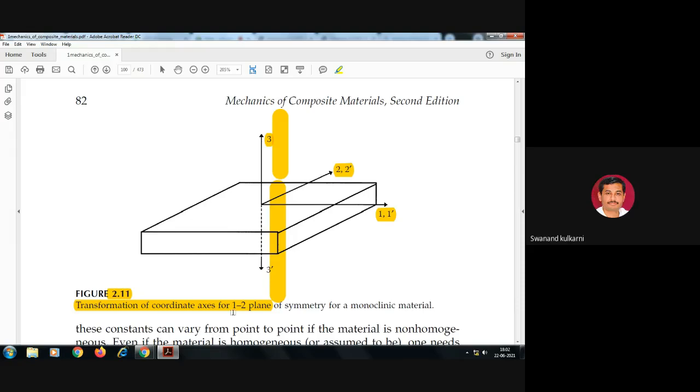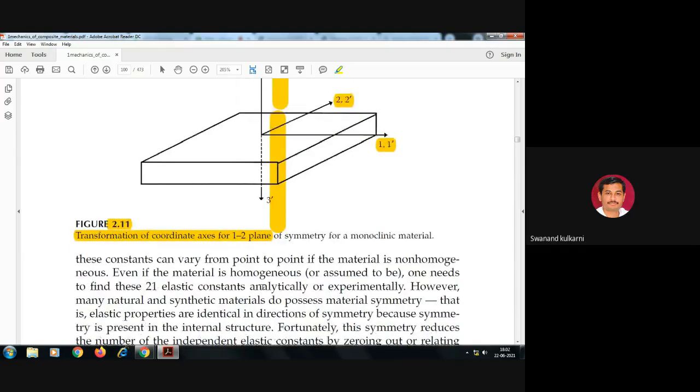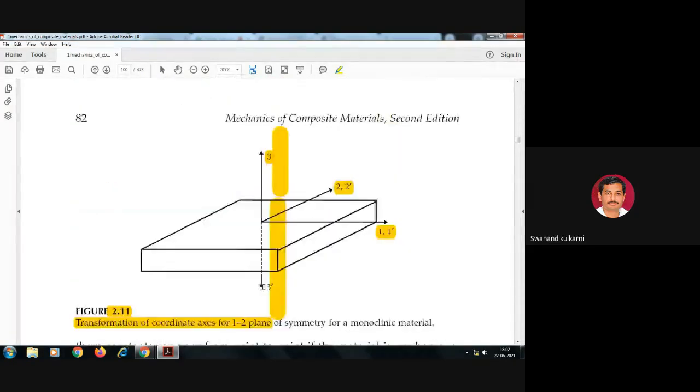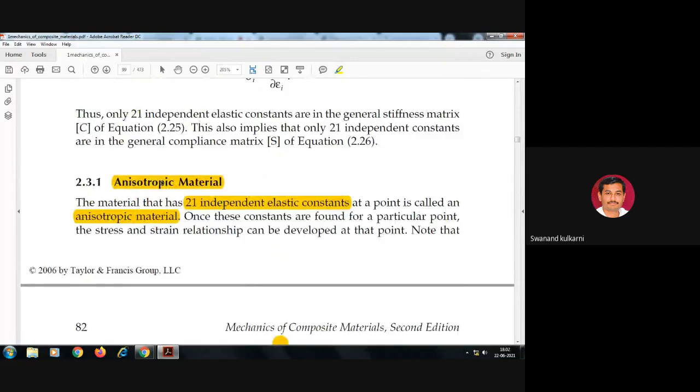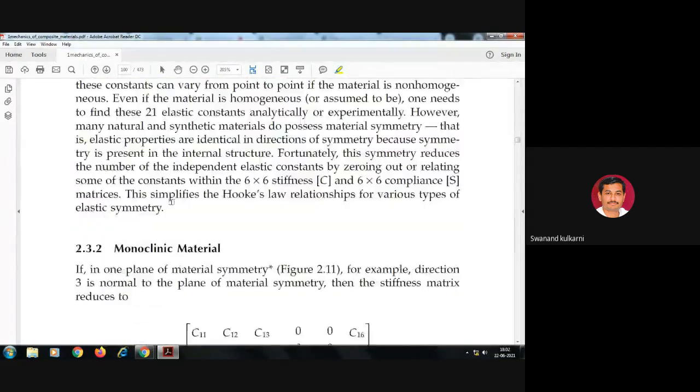Am I audible? Yes, sir. So we should understand the concept of anisotropic.